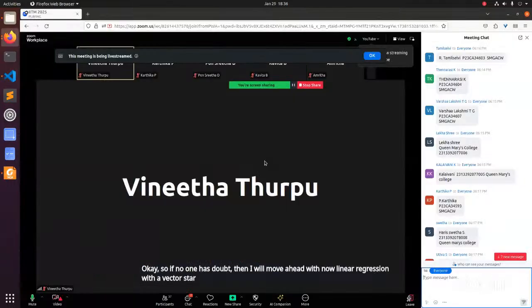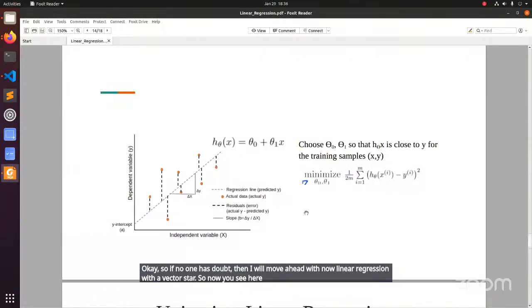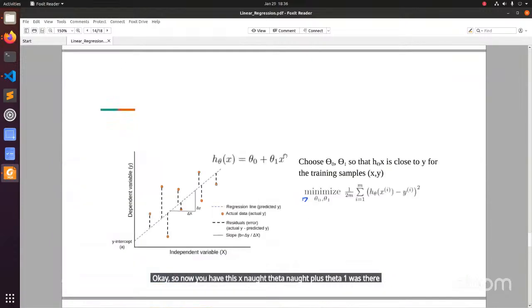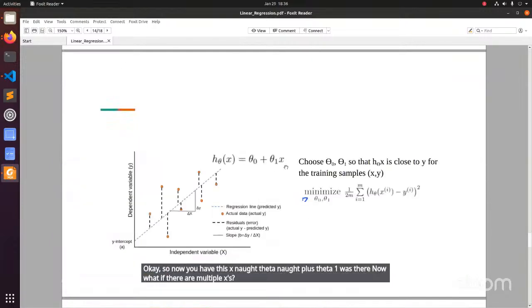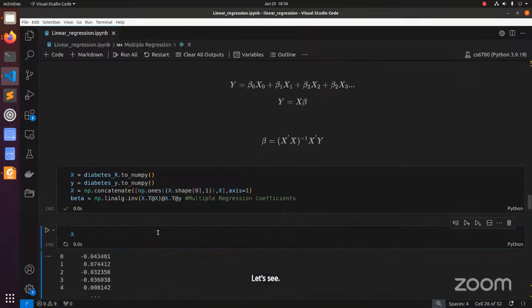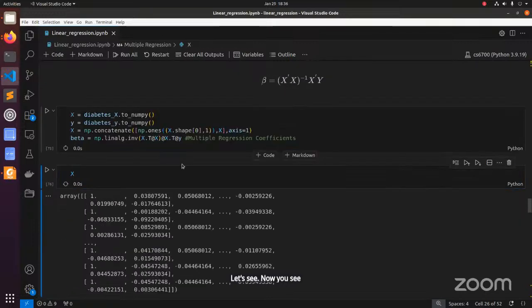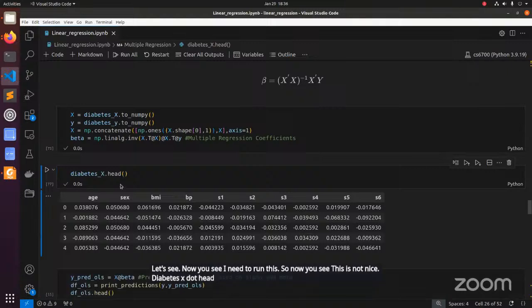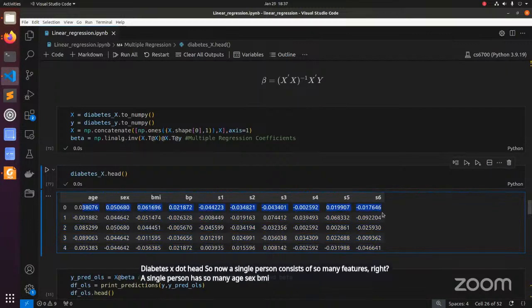So now you see here, where did our slides go? Okay, so now you have this theta naught plus theta 1 x that was there. Now, what if there are multiple x's? So there is not just one x, but multiple x's, x1, x2, x3. Diabetes X dot head. So now a single person consists of so many features, right? A single person has so many features: age, sex, BMI, BP, S1, S2 to S6.